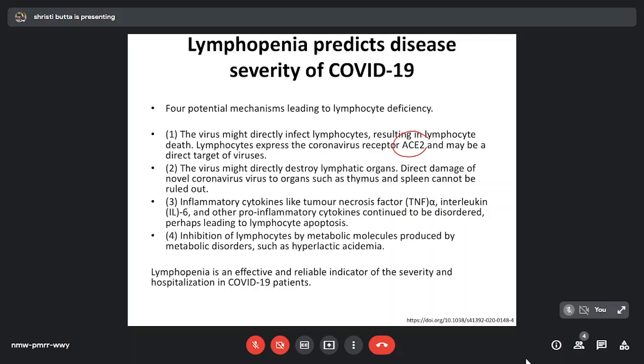So lymphopenia is an effective and reliable indicator of severity and hospitalization in COVID-19 patients. So even lymphocytes can make such a big difference, right? So lymphopenia is an effective and reliable indicator of severity in COVID-19 patients.